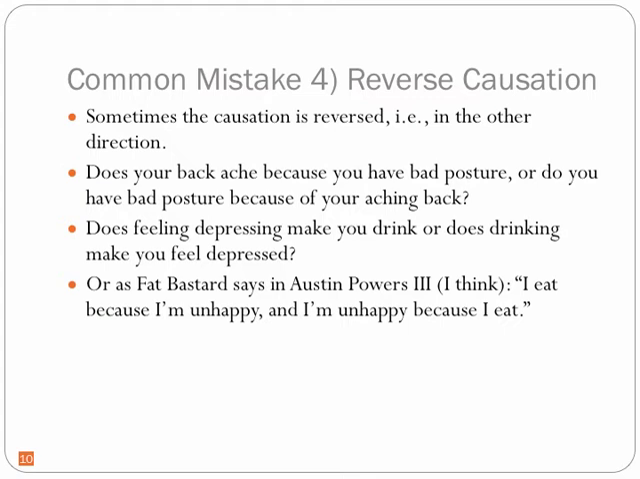And to bring back Austin Powers, or maybe it's Austin Powers 2 or 3, I forget which it is, there's that character named Fat Bastard. And he says, I eat because I'm unhappy, and I'm unhappy because I eat. So in that case, the two things, eating and unhappiness, feed back on each other, and one causes the other and vice versa. And so this is sometimes described as a cycle, and more precisely as a vicious cycle, or as a positive feedback loop, because the cause in turn is also an effect, and it just keeps increasing and increasing.